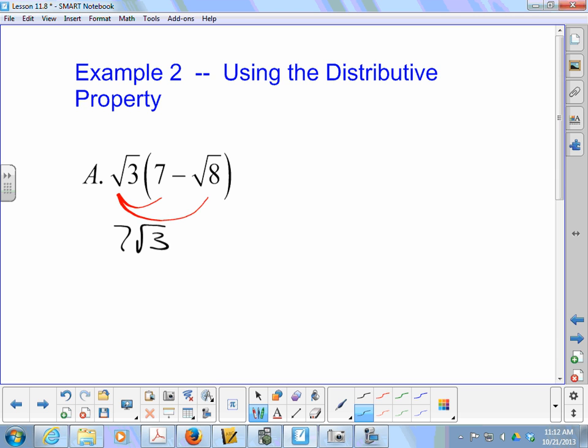And then we get minus the square root of, and we can multiply the 3 and the 8 together now because they're both under the radical. And we get square root of 24. You've got to remember, if you can simplify, you need to do it. Is there a square that goes into 24? Okay, 4 does. So we've got 7 square roots of 3 minus 2 square roots of 6, right? Everybody okay with that? 4 times 6 is 24, so square root of 4 is 2.